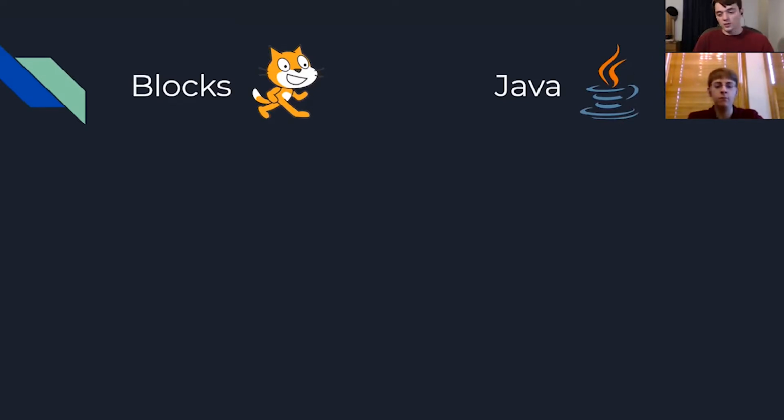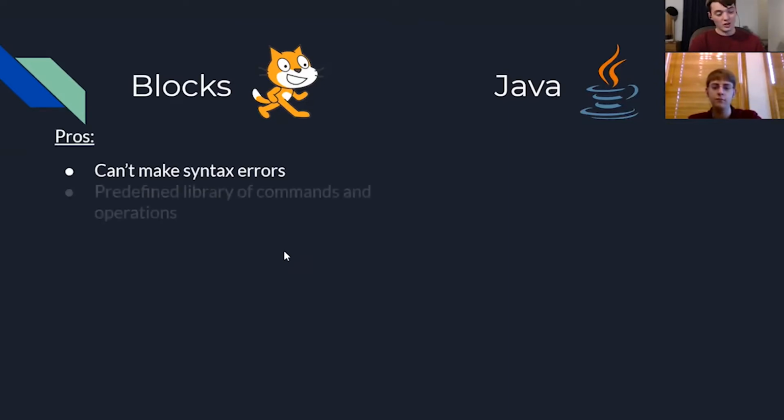With blocks and Java, there are pros and cons to using each, and we're going to go over several of those. One of the main pros of using blocks is that you can't have syntax errors. Or if you can't have syntax errors, it's very difficult to do so. For the most part, you take the blocks you want, you put them in the order you want, and it will compile correctly. Whether it runs correctly, well, that's your responsibility. But it should be able to compile without any difficulties.